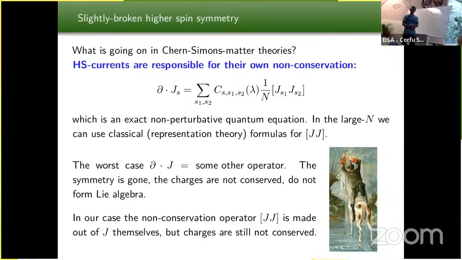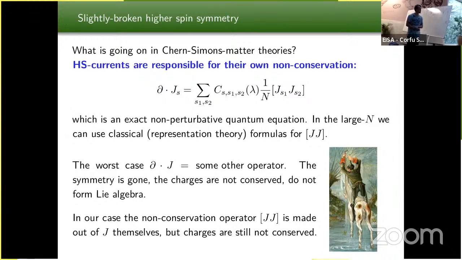And this is exactly the key feature here, because if you just have a current in some theory and it's not conserved, and what stays on the right-hand side is some other random operator, there is probably nothing interesting you can learn. Your symmetry is just broken, forget about it. But here, the non-conservation is driven by the currents themselves. So they are responsible for their own non-conservation. And this picture explains how you can put it to practical use.